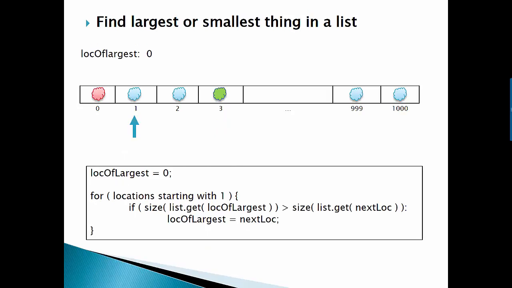Okay, this last variation has more minimal code. Here, instead of storing the actual object itself, we just store the location of the largest thing in the list. And the rest of it's the same. So inside the code, we just get the item out of the list corresponding to the largest location, and we get the item out of the list corresponding to the next one we're going to check, and we compute the size of both.